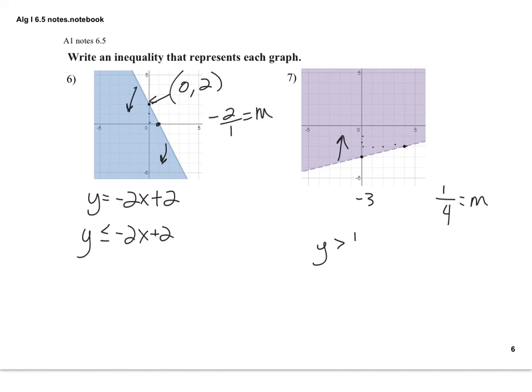So the rest of my line, the equation of my line, looks like this. My m is my 1/4, so that's my slope. My y-intercept is negative 3, okay? So that is how we write an inequality that represents the graph.